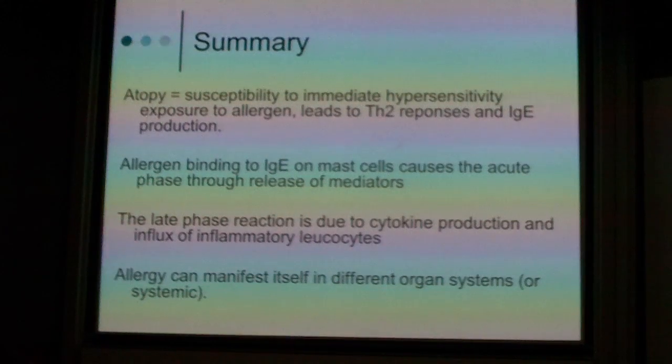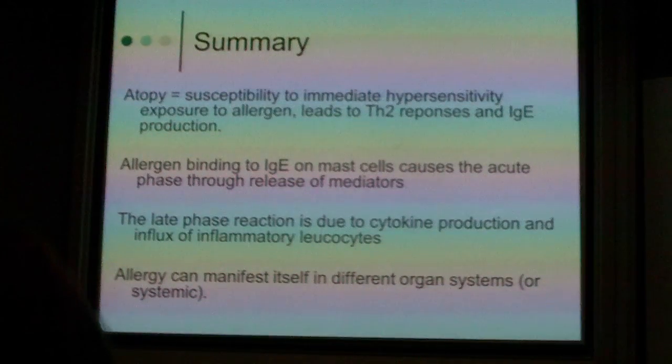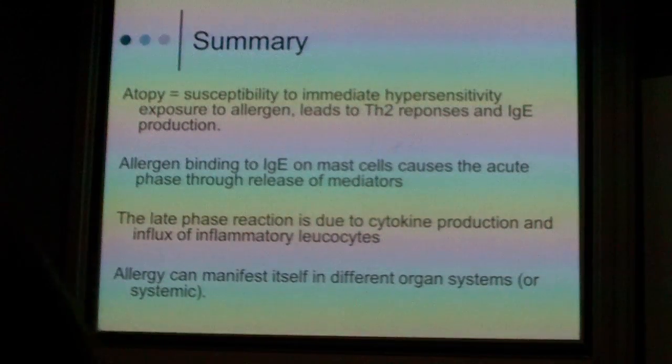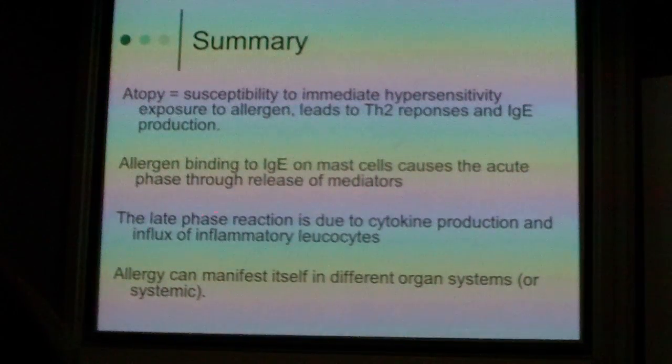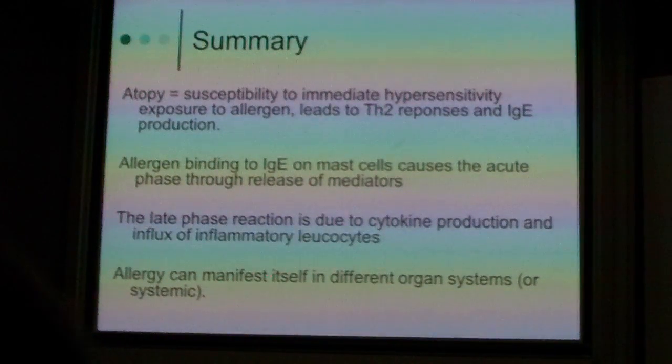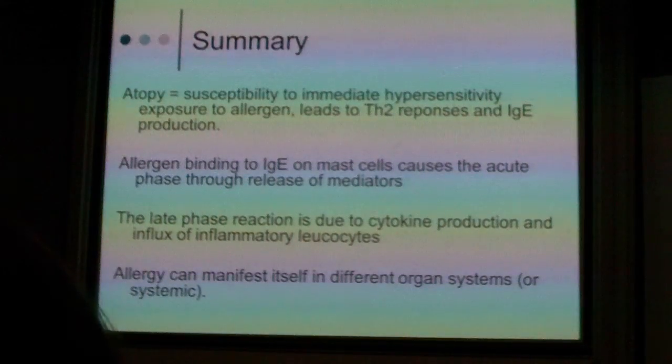So in summary, some small remarks that were made by Jacqueline. Atopy is susceptibility to immediate hypersensitivity on exposure to allergens. It leads to Th2 responses and IgE production. Allergen binding to IgE on mast cells causes the acute phase release of mediators, histamine. And the late phase reaction is due to cytokine production and the influx of inflammatory leukocytes. So you produce an immune response with all kinds of leukocytes involved. An allergy can manifest itself in different organs, maybe it's systemic, and sometimes it's on the skin, or it's just in the lungs, and then you have your asthmatic problems.